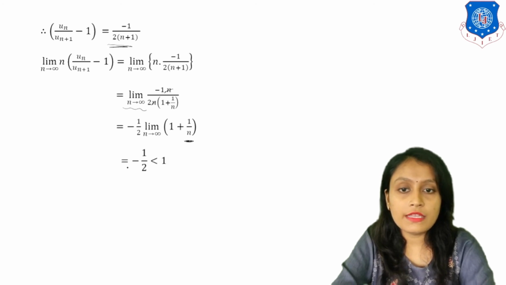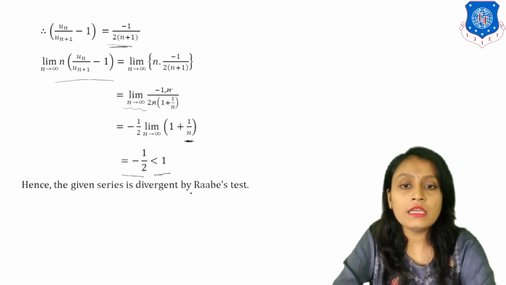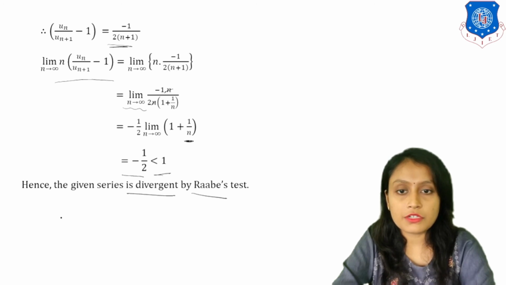Okay. So finally we have limit n tends to infinity n into un upon un plus 1 minus 1 as minus 1 by 2, which is less than 1. Okay, so by Raabe's test we can say that the given series is divergent.